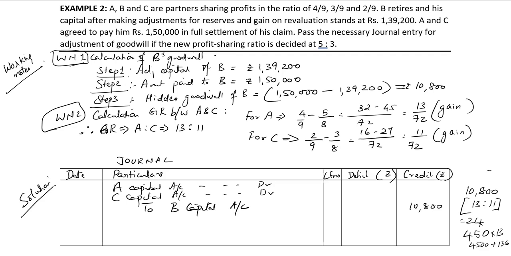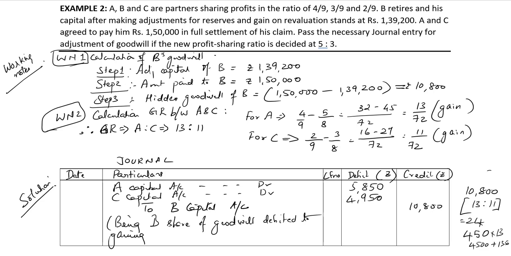So against partner A, we have 5,850 rupees, and against partner C, we have 4,950 rupees. Narration being B's share of goodwill debited to gaining partners in gaining ratio. So this is the answer to the second example sum.